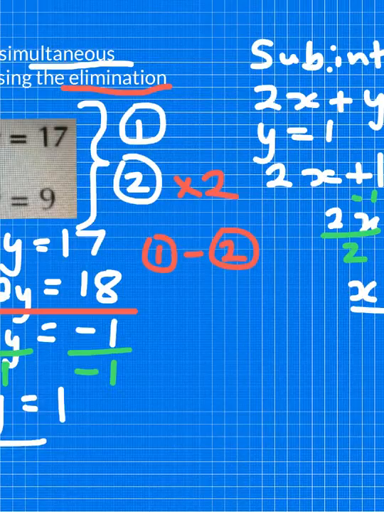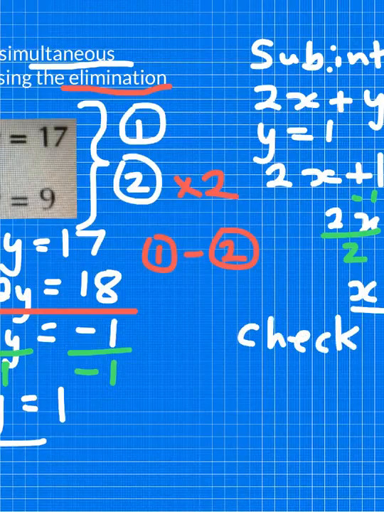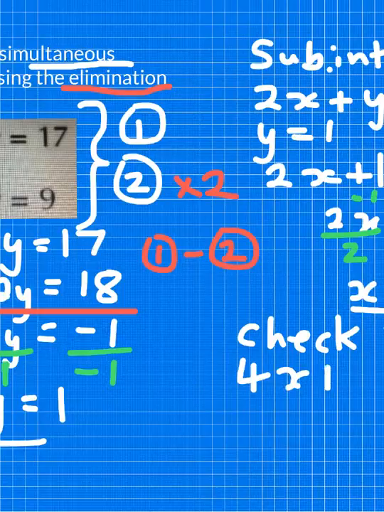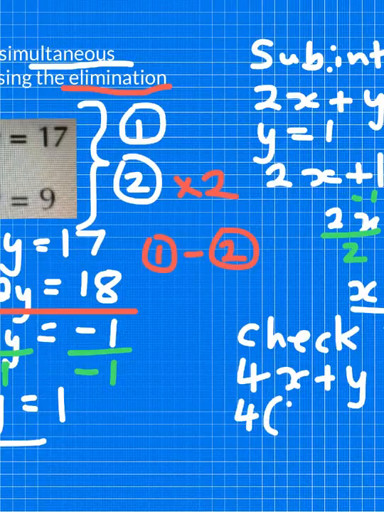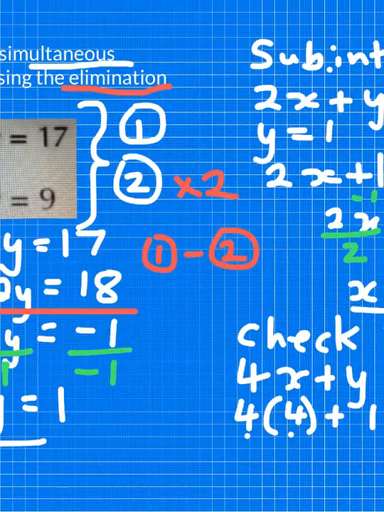However, we have to check in the other equation to make sure that that works for that one as well. So check in equation number 1. We need to make sure that if we have 4x plus y is equal to 17, this is going to work when x equals 4 and y equals 1. So 4 lots of x, which is 4, plus 1 lot of y, which is 1, should make 17. 4 times 4 is 16, plus 1 is equal to 17, so that has now agreed.